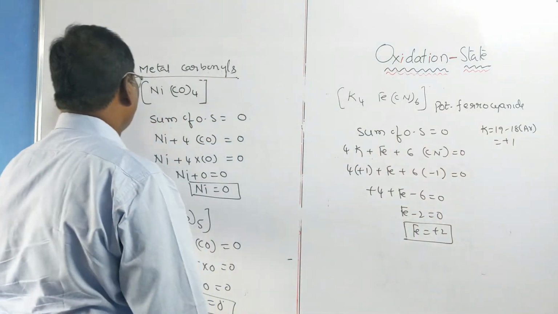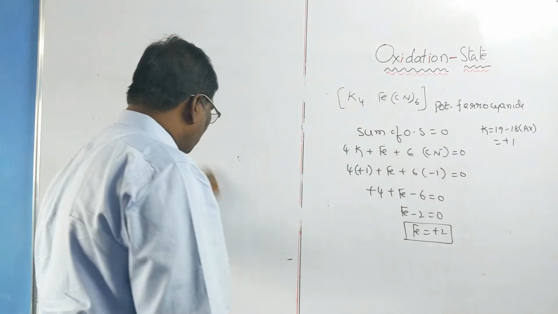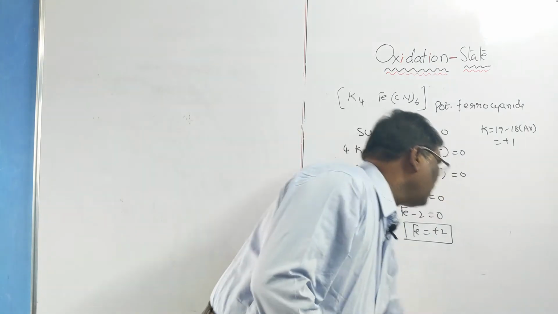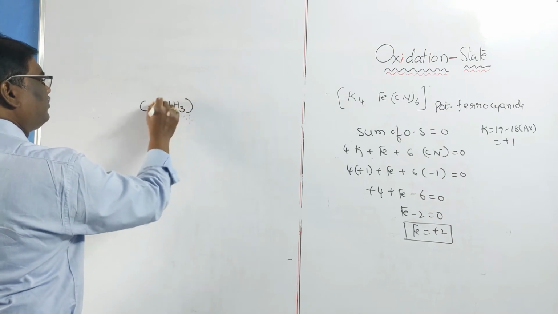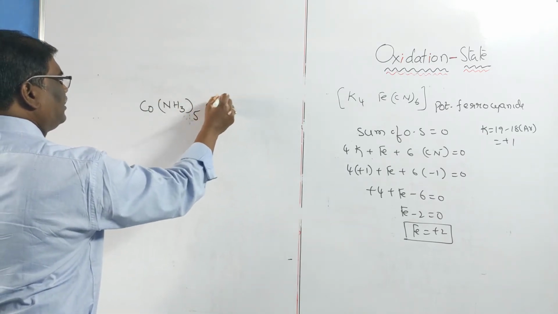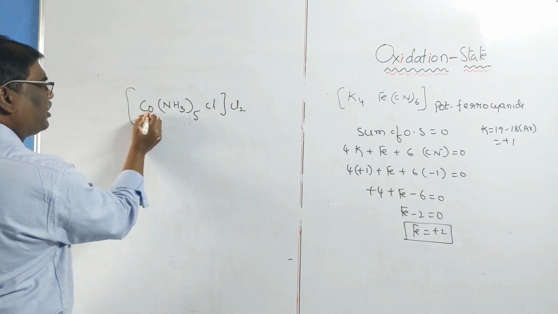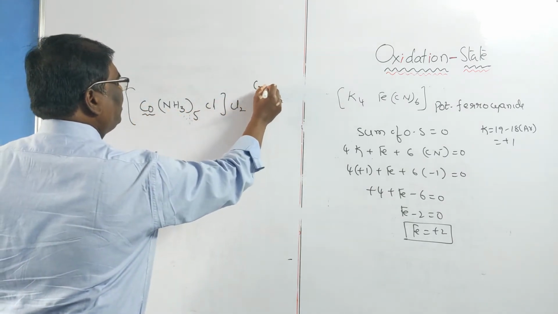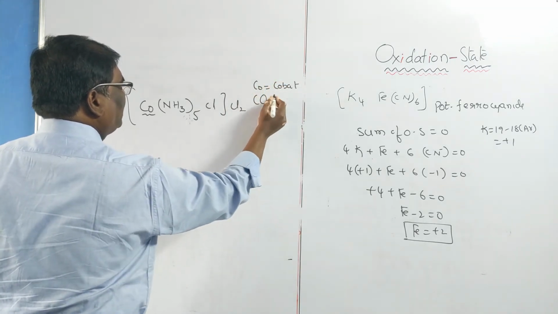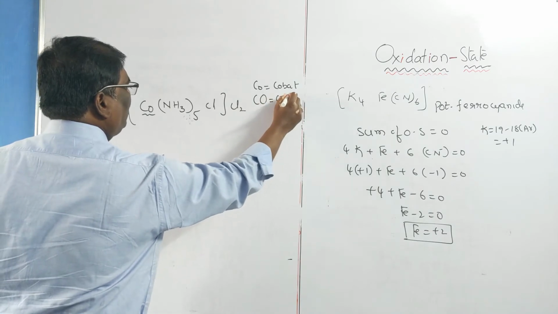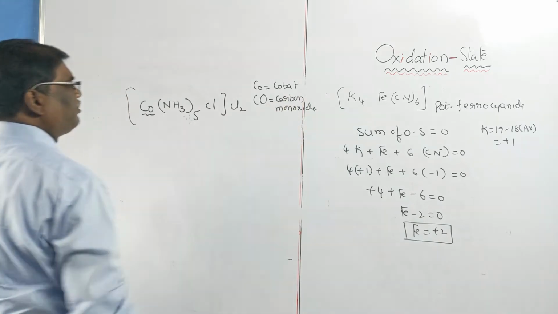The next one. Similarly, the next compound. Let us take Co(NH3)5Cl2. In this one we have to find out, this is not carbon monoxide, this is cobalt. Co is called cobalt, whereas C and O with the same size is called carbon monoxide. There is quite a difference between cobalt and carbon monoxide.